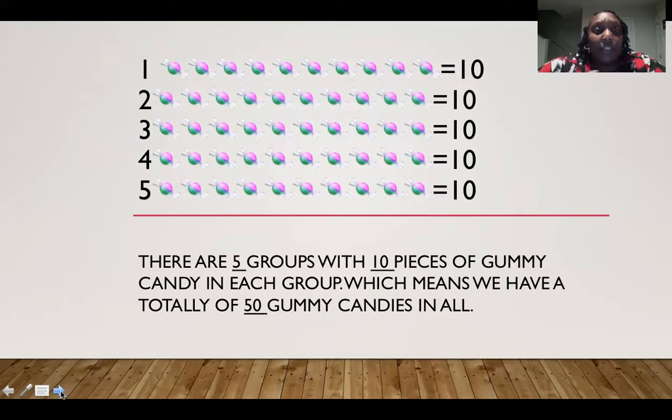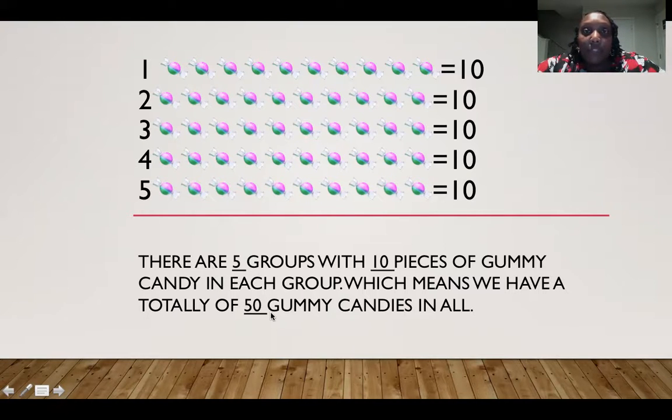So again, as we have illustrated here, we have numbers 1, 2, 3, 4, and 5 showcasing our 5 bags of gummy candies. And then of course, in each bag, we have 10 pieces of gummy candies a piece. So we know that there are 10 pieces of gummy candies per bag. And so what we're gonna do here is just plug in our numbers to figure out our amount in all. So there are 5 groups with 10 pieces of gummy candy in each group, which means we have a total of 50 gummy candies in all.